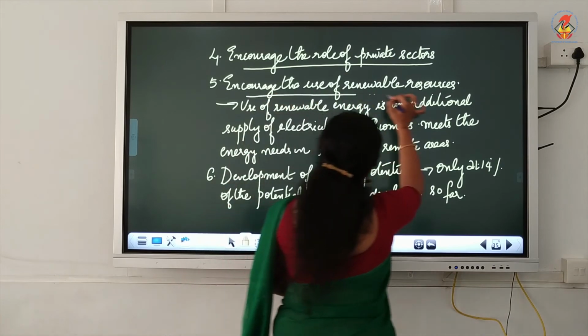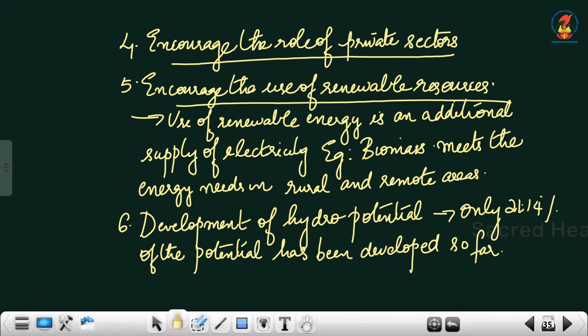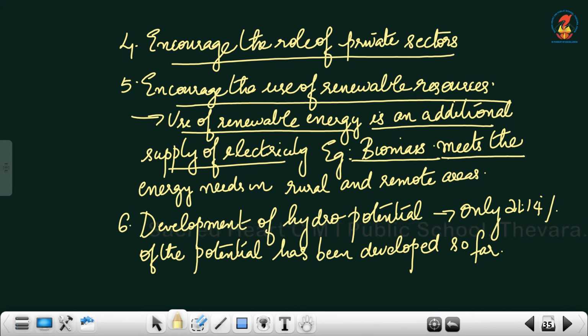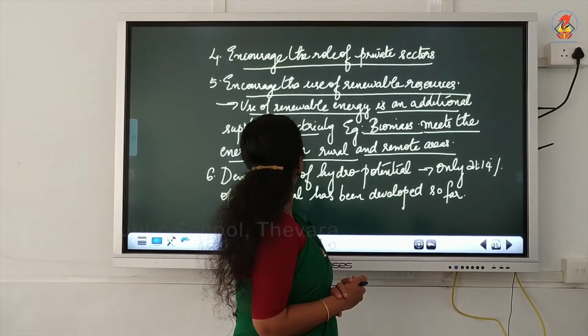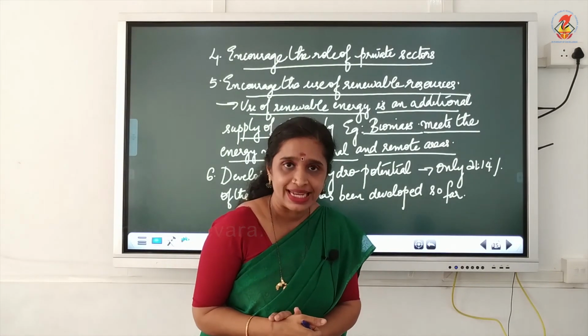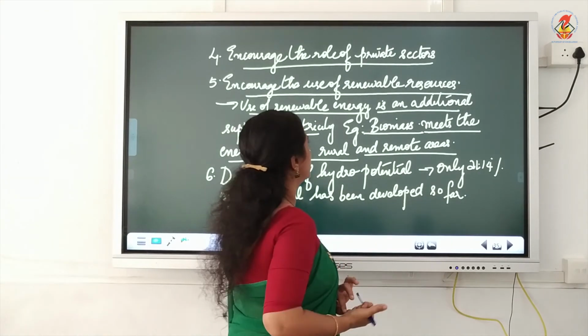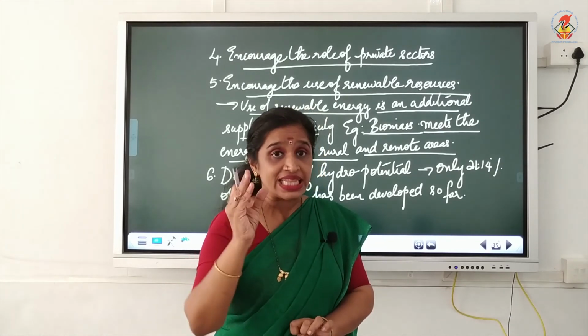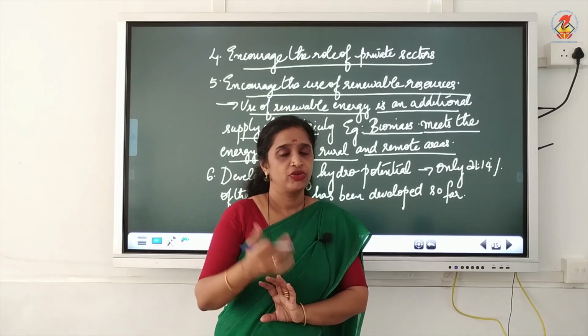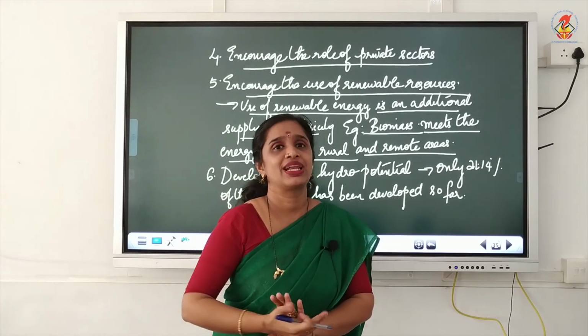Next is encourage the use of renewable resources. Use of renewable energy is an additional supply of electricity. For example, biomass, you know what it is, isn't it? Energy from animals and plants meets the energy needs in rural and remote areas. So biomass meets the energy needs in rural and remote areas, and that has to be promoted. Renewable energy, which can be used again and again, which can be renewed, has to be promoted. Therefore, we can overcome the challenges like that.